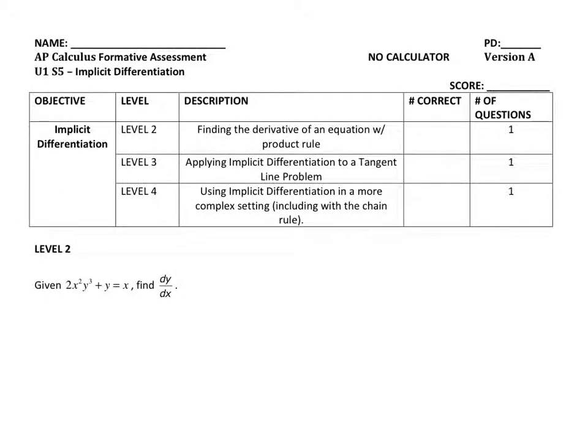This video is for the formative key for Unit 2, Skill 5 on implicit differentiation.